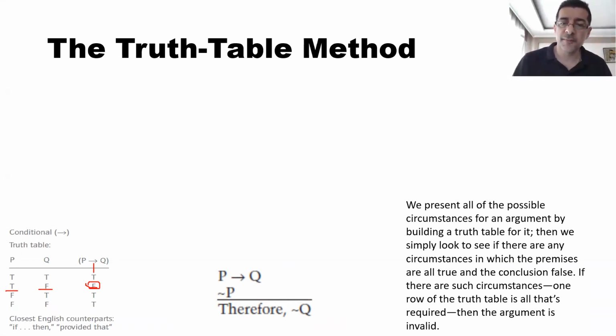So this is an excerpt from your book. We present all of the possible circumstances for an argument by building a truth table for it, right? Then we simply look to see if there are any circumstances in which the premises are all true and the conclusion false. If there are such circumstances, one row of the truth table is all that is required. We don't have to prove that every line is wrong. No, if only one line or one row is false, then the argument is invalid.